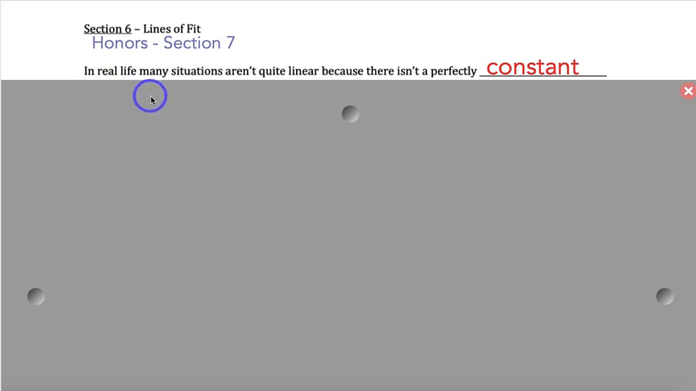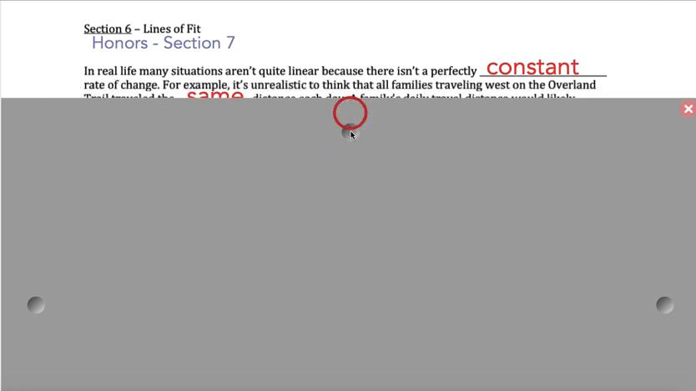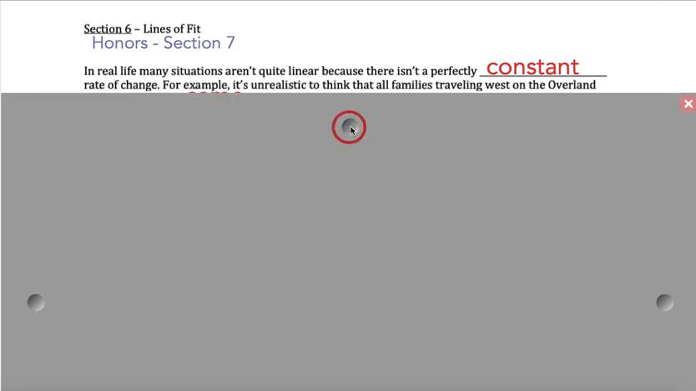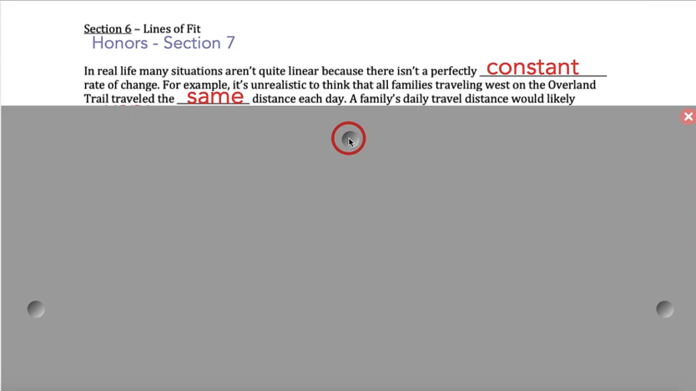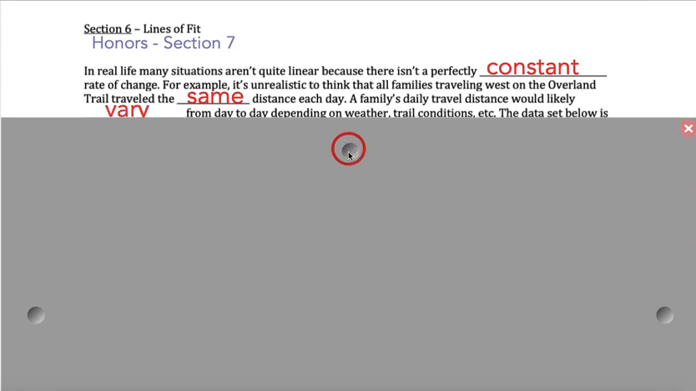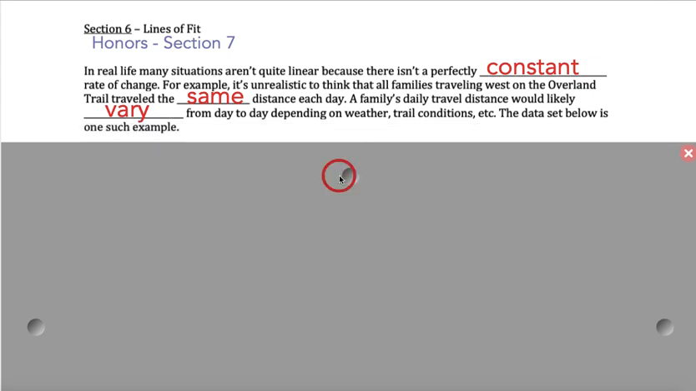In real life, many situations aren't quite linear because there isn't a perfectly constant rate of change. For example, it's unrealistic to think that all families traveling west on the Overland Trail would have traveled the same distance each day. A family's daily travel distance would likely vary from day to day depending on weather, conditions, etc. The data set below is one such example.